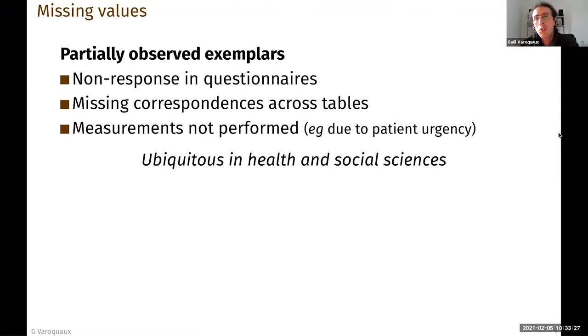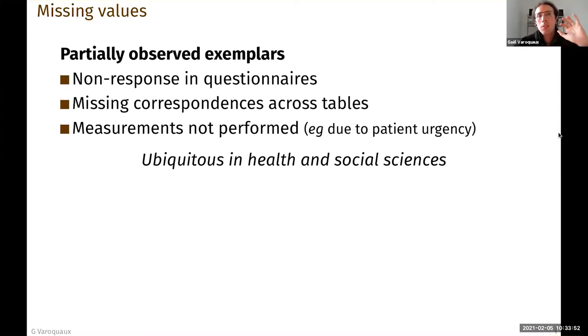And finally, you might have measurements that are not performed. For instance, due to the urgency of a given patient, you might not measure a patient's weight if that patient is bleeding a lot. So the problem of missing values is really ubiquitous in health and social sciences. Conversely, it's not very present in other kinds of data. For instance, when I was doing medical imaging, it was much less of a problem.